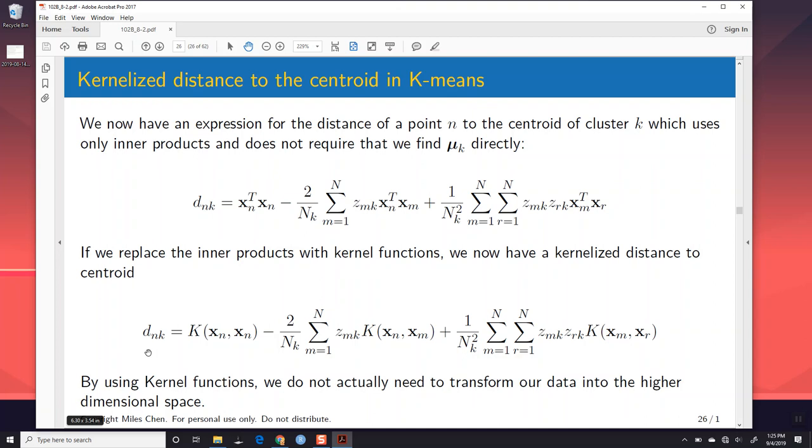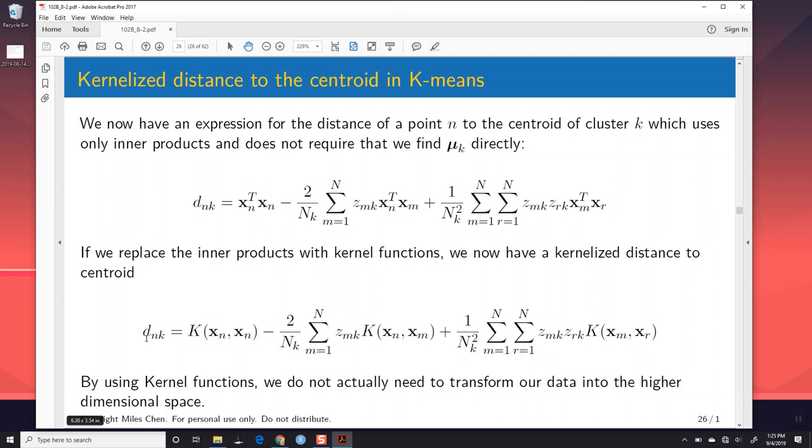Normally to get the Euclidean distance, I take this point and this point, and I do dimension one, this minus this squared, dimension two, this minus this squared, plus dimension three, this minus this squared. And then I add all of those up and I get the distance. Now I have a way to do that using the kernel functions. And keep in mind, this is the distance from some point n to the centroid of cluster K.